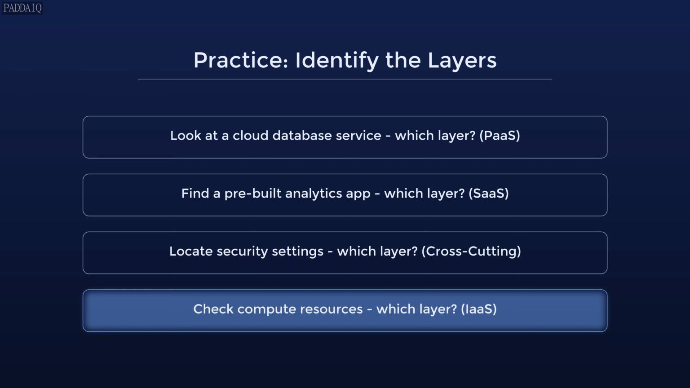Check compute resources. Which layer? IaaS. This means verifying the physical servers, storage, and networking that SAP BTP runs on, which are managed by the cloud provider. For instance, ensuring you have enough virtual machines to handle your application's workload. This foundational layer supports all other services.